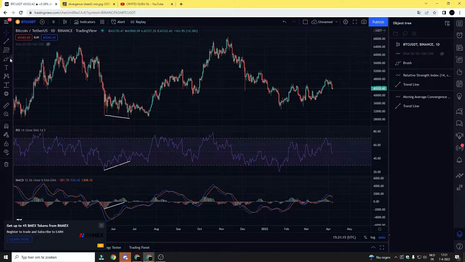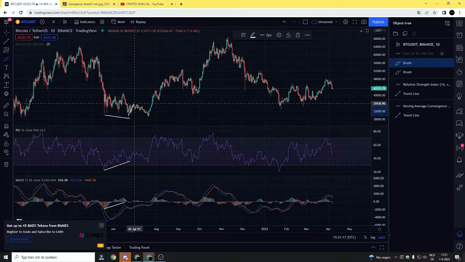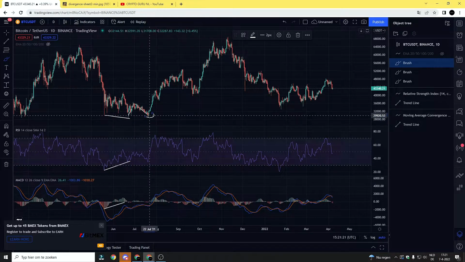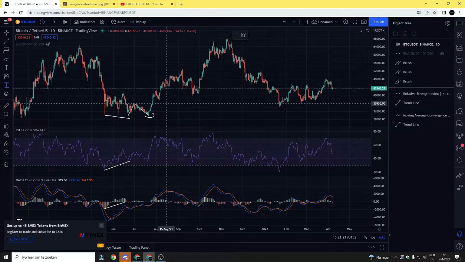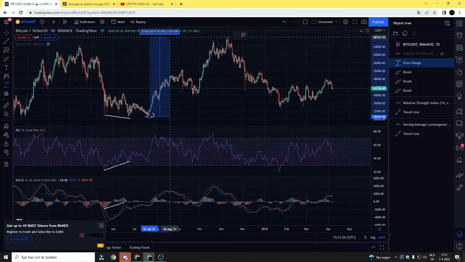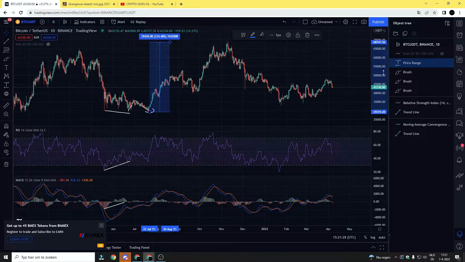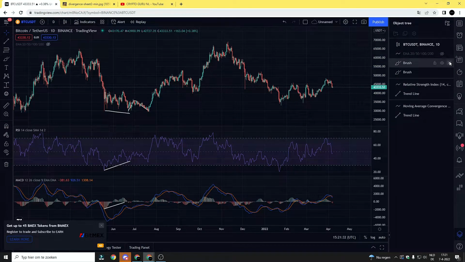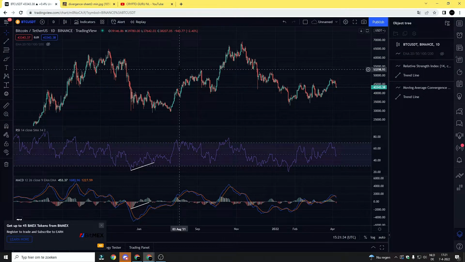After that, we did bounce already right here. We did form one more higher low right here, and from that higher low, we had a massive increase in price of eventually, let's see, 134.5%. Bullish divergence played out beautifully right over there.